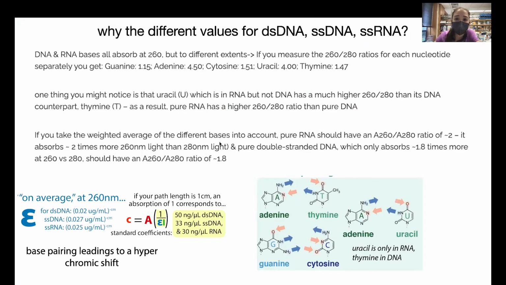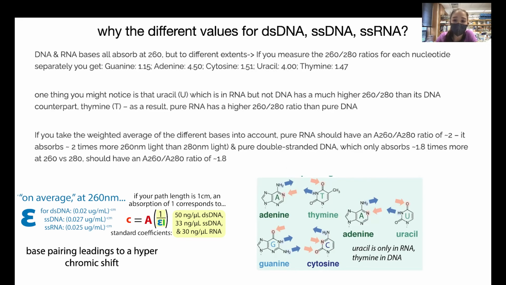because you might have noticed that the 260-280 ratio for pure RNA should be around 2, and pure double-stranded DNA should only be about 1.8. And this is because you have the uracil in the RNA, which has a much higher 260/280 ratio. And so that helps account for why you have different values for the double-stranded versus the single-stranded, and the reason why you have different values for the RNA versus DNA.